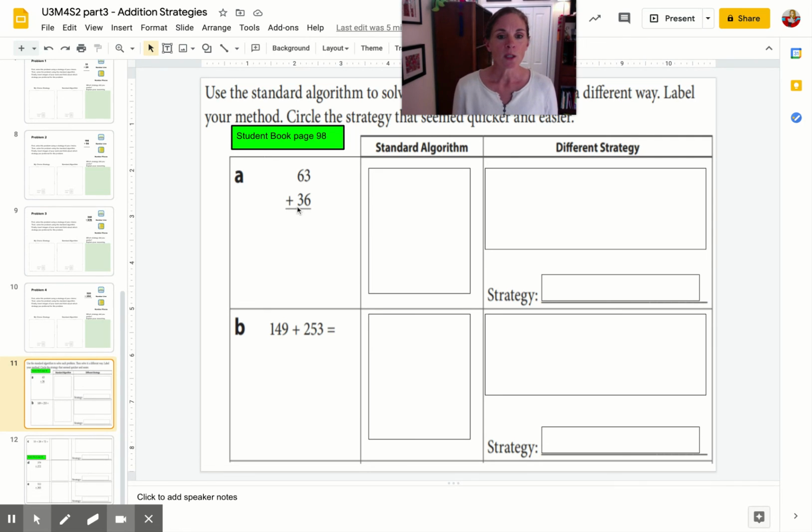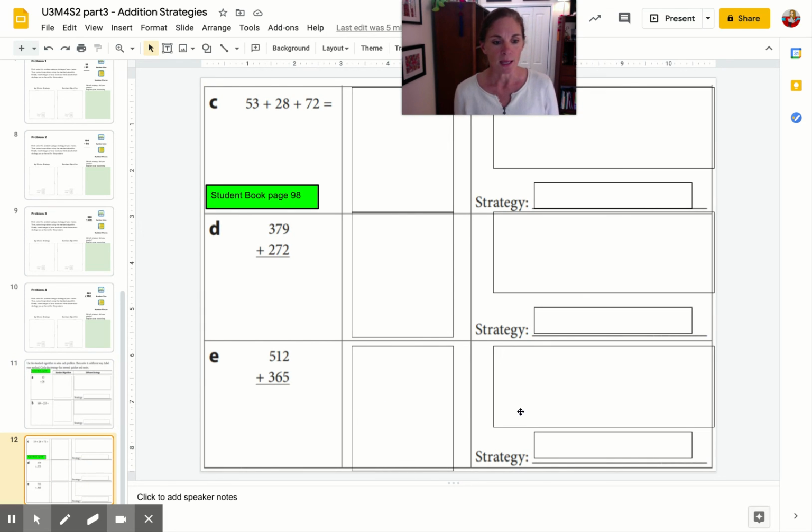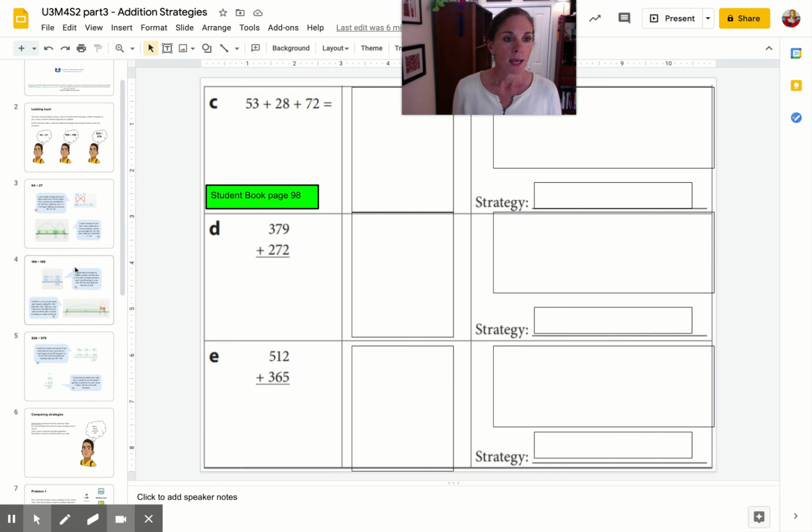Same idea, you're using 2 different strategies to do these problems. So on page 98 you will see A, B, C, D, and E, and you will name your strategy. You should be able to do that by now. And that is it. That's kind of easing us back into this topic called math.